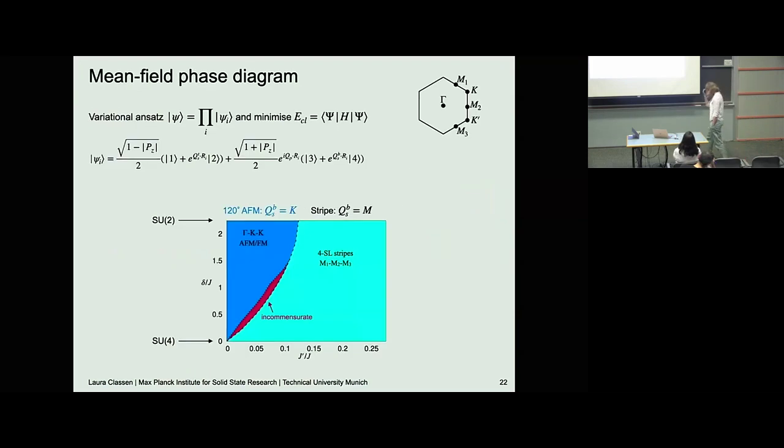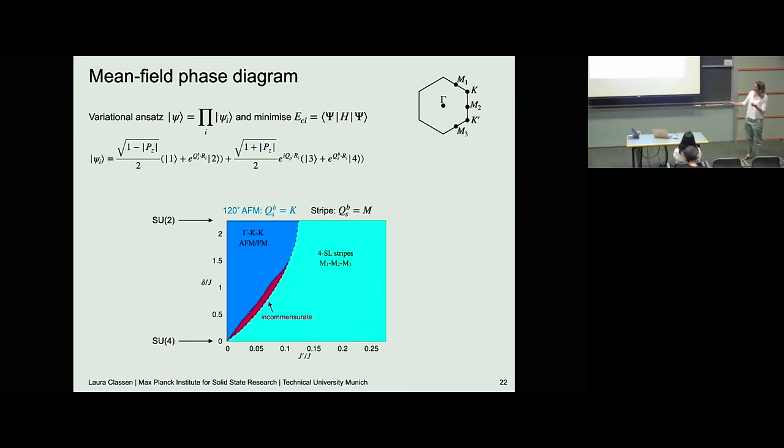Then we wanted to see what this leads to on the quantum level if you add the next nearest neighbor interaction and the field. And we did this using several methods. The first, easiest thing to do is, of course, mean field. And then we get this phase diagram.